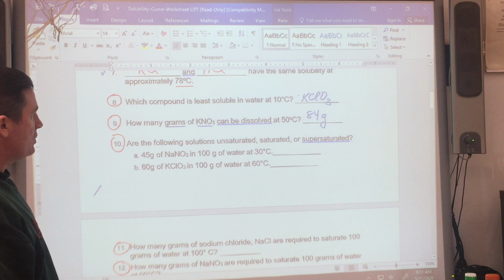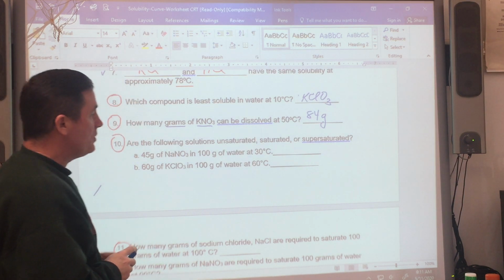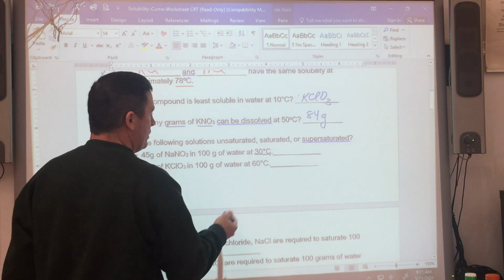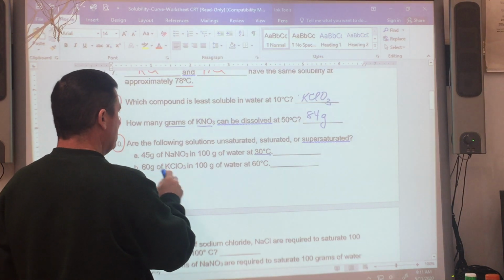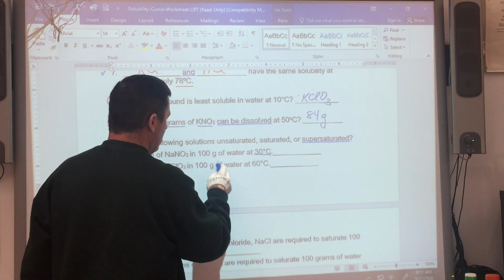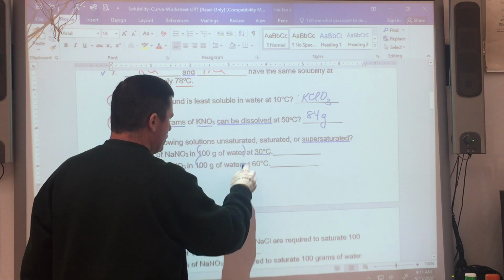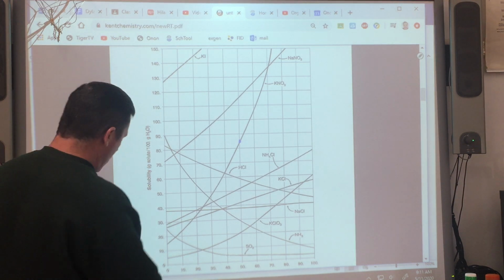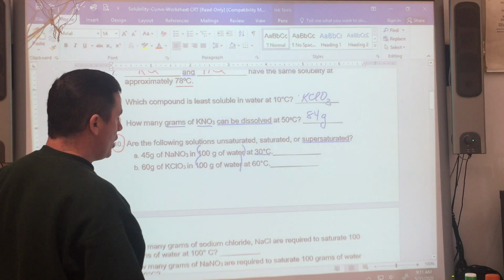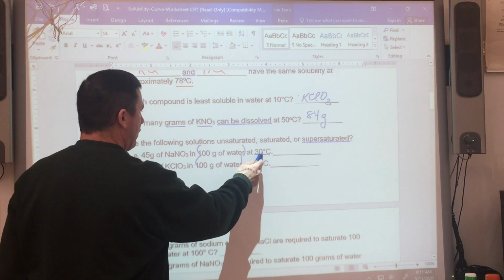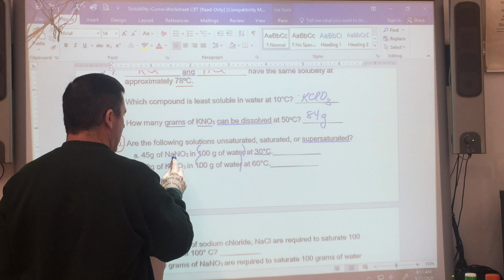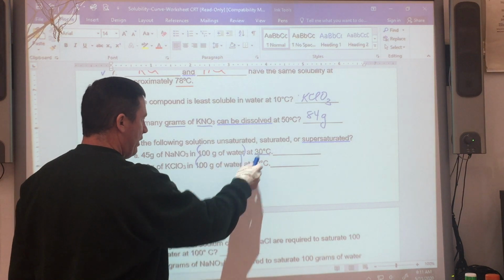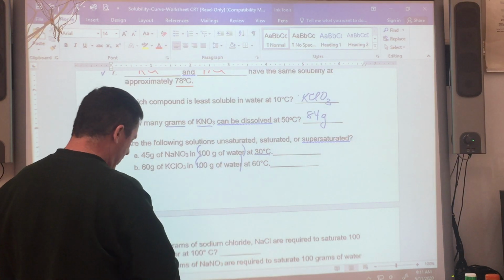Are the following solutions unsaturated, saturated, or supersaturated? Okay, that's a good review. My first one is 30 degrees Celsius. And when it says 100 grams of water here, that's how much it's showing for each one of these. So solubility is grams in 100 grams of water. There's nothing new here as far as our chart goes. So we're looking at 30 degrees Celsius and sodium nitrate, 45 grams of it. So let's find sodium nitrate at 30 degrees Celsius and then look for 45 grams.